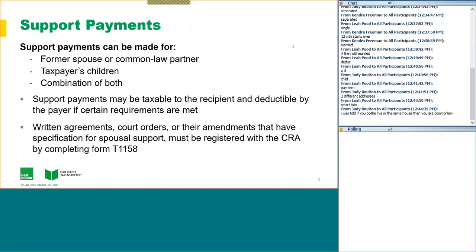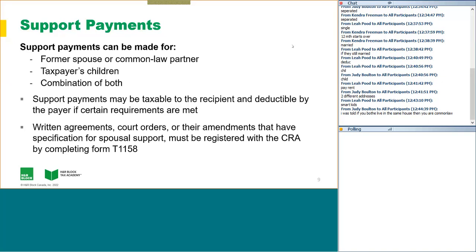So after you separate or divorce, you might have an order or a written agreement for support to be paid for the spouse, the sort of maintenance and upkeep of the spouse, or for the children, or a mix of both. Okay. If it is something that falls in all the rules I'm about to teach you now, it must be reported on the tax return. And some of it might be taxable, some of it might be deductible. Okay, we'll talk about what it is.